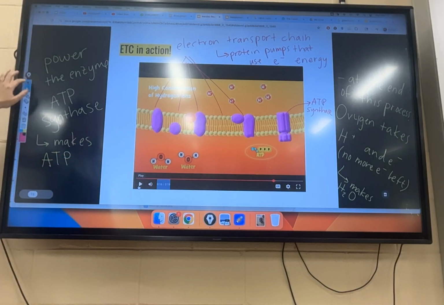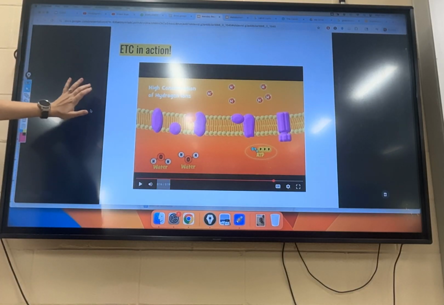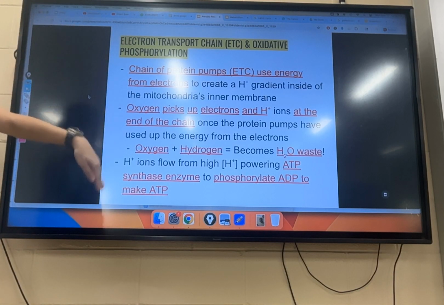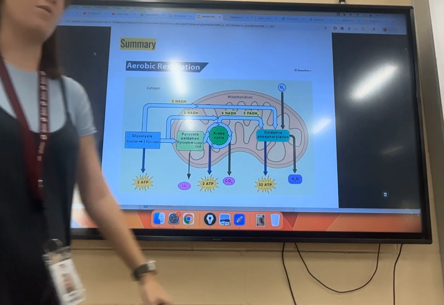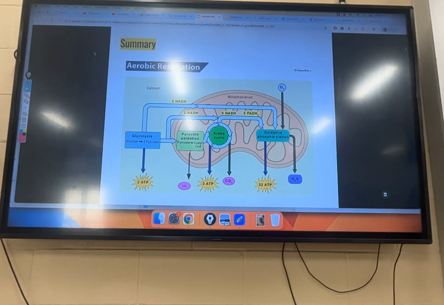Makes sense. Why do plants need water then? They need water to make glucose. All right, this is a summary. No, they split water to make oxygen. But this makes water. Yeah. They are reverse processes. Photosynthesis and cellular respiration are reverse processes.